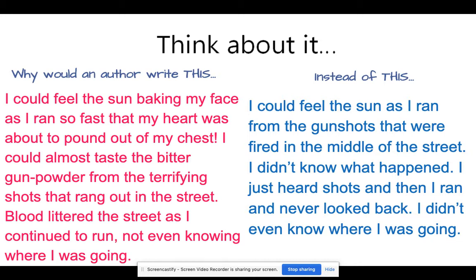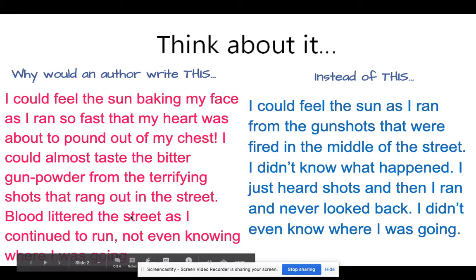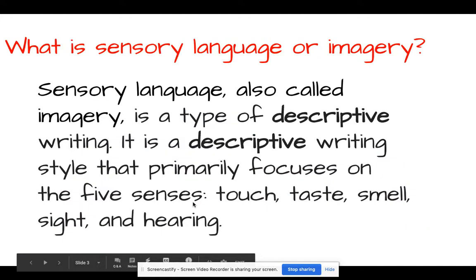Now, if I asked you which of these creates a more vivid picture in your head, I imagine that you would talk about the first example. The first example uses sensory language or imagery. It talks about the sun baking your face, or running so fast that your heart is pounding out of your chest, the bitter taste of gunpowder, the blood that littered the streets, and the shots ringing out. All of those are sensory details.